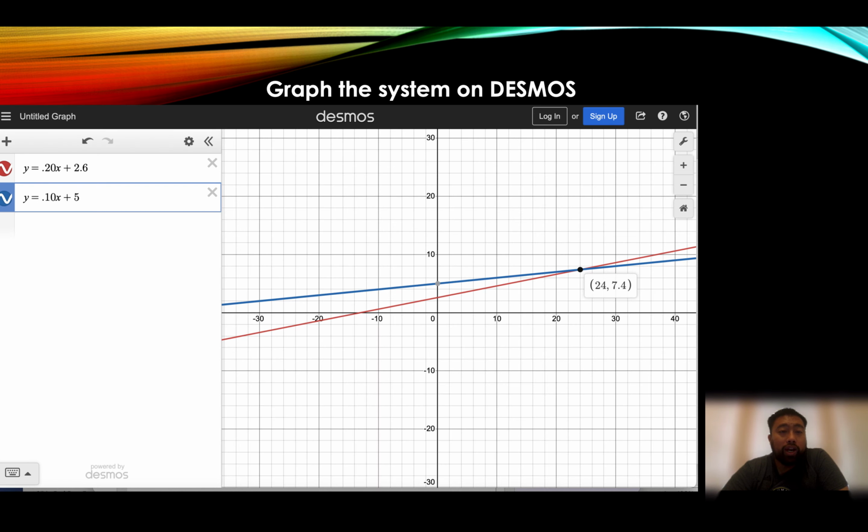Alright guys, if you graph it on Desmos, you will see what we have right here. I will put it to the left. And to get the answer, we look at where the 2 lines intersect. Both lines intersect at x is 24 and y is 7.4. Those are your answer. You look at where both lines intersect. It intersects right there. So x is 24, y is 7.4.